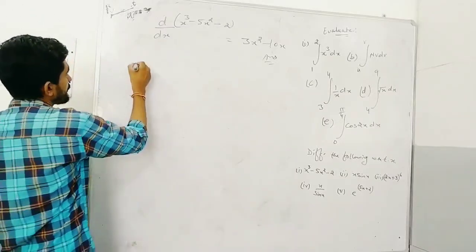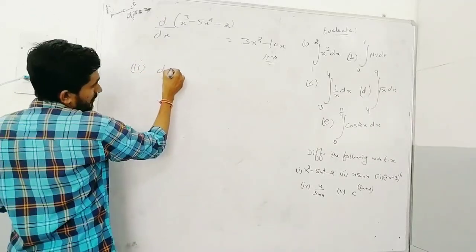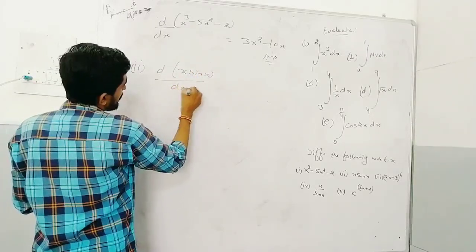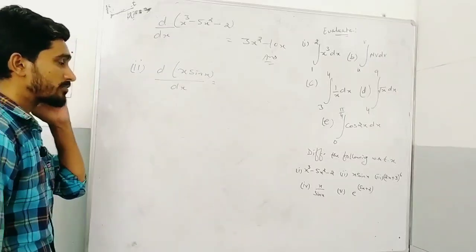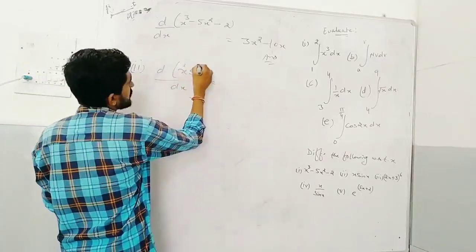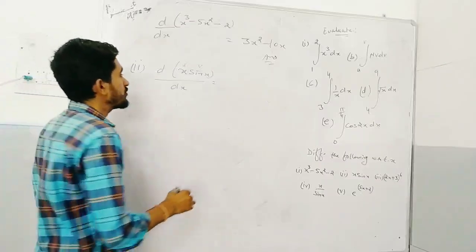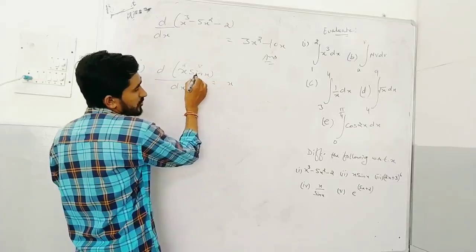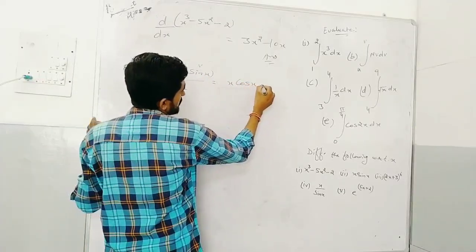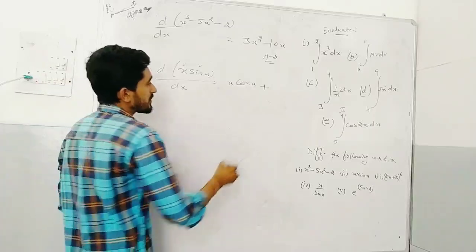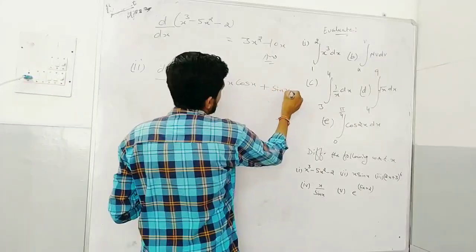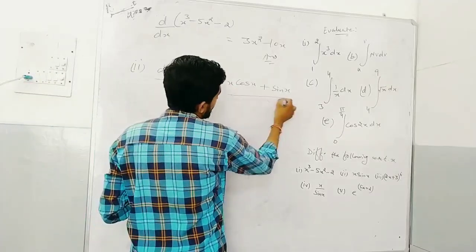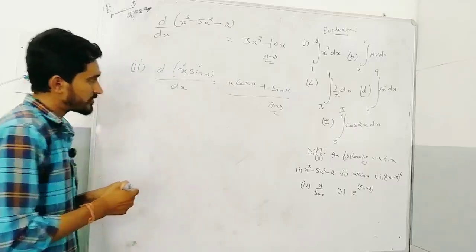For the second part, d by dx of x sin x. This is u, this is v, apply the uv formula. u as it is, differentiation of v, differentiation of sin x becomes cos x, plus v as it is, sin x as it is, differentiation of u, differentiation of x becomes 1. This is my answer.